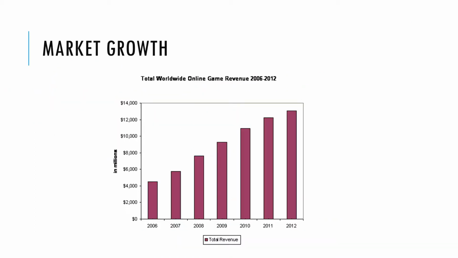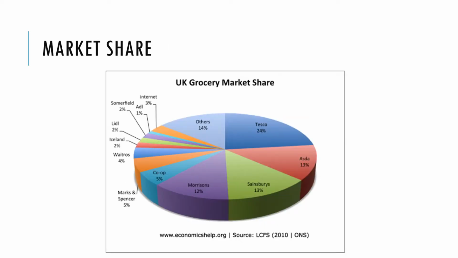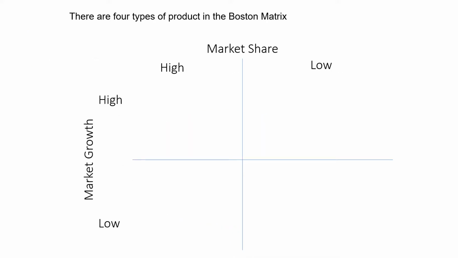And the axes on these grids correspond, one to market growth, and here we can see the market growth in online game revenue, so that is how much is being spent across the market as a whole. And on the other axis, we have market share. So this gives us the example of market share in the UK grocery market. And effectively, it's saying what percentage of all the sales in that market does one particular business have. So here's our grid, our Boston Matrix, and we can see we have market share, high and low, for the particular products. And we have market growth for that particular industry the product is in, high and low.